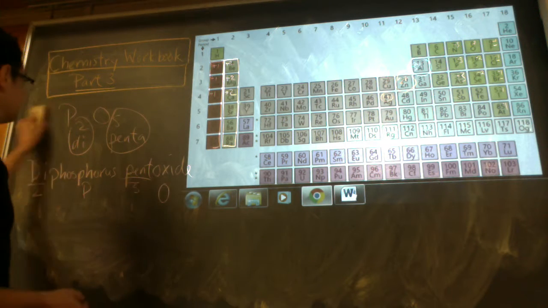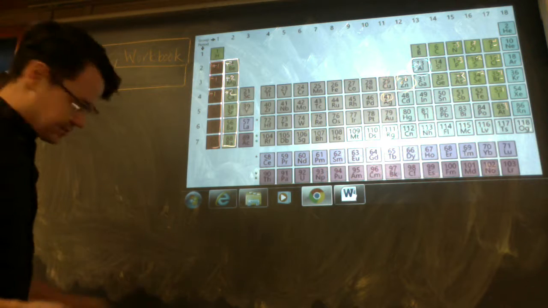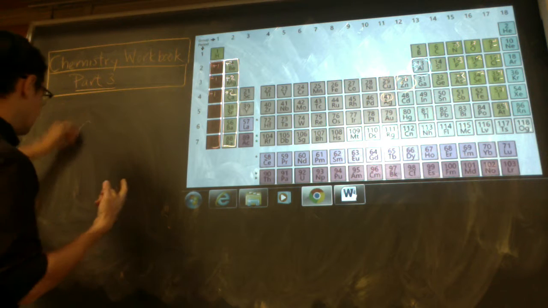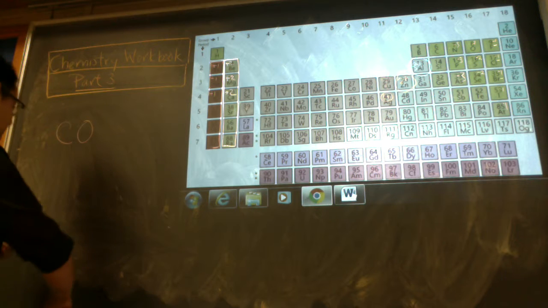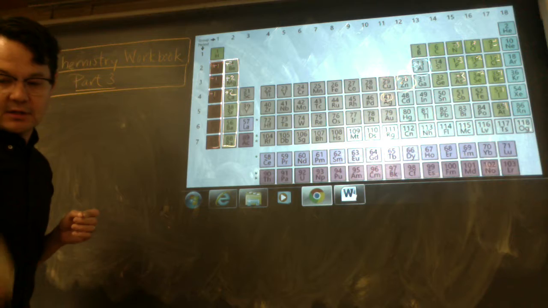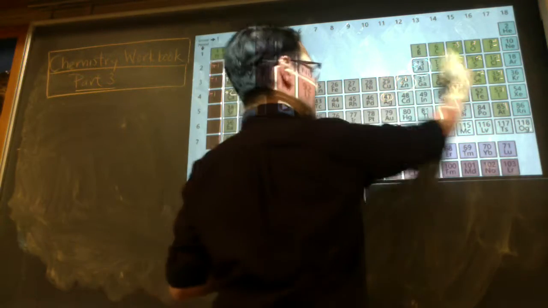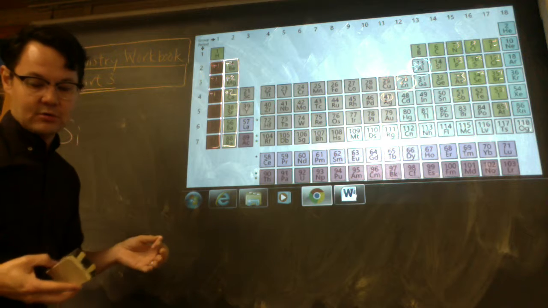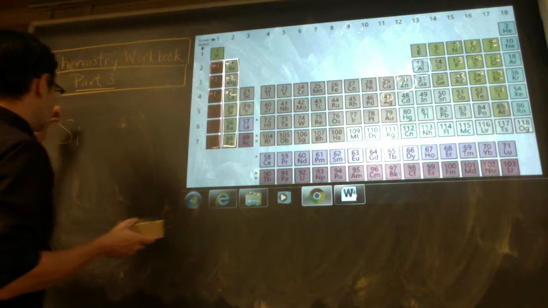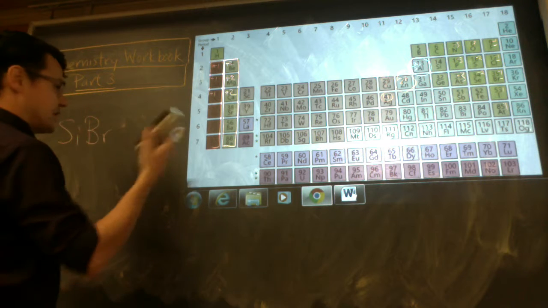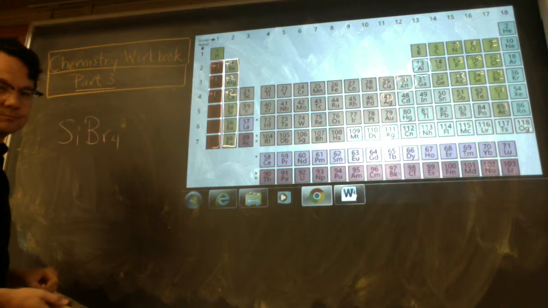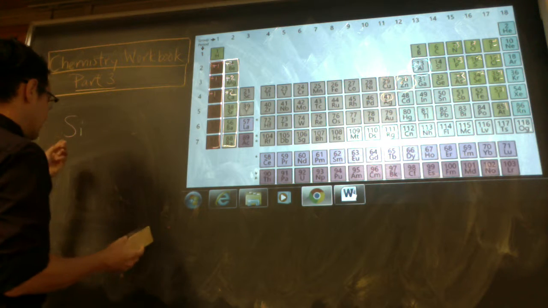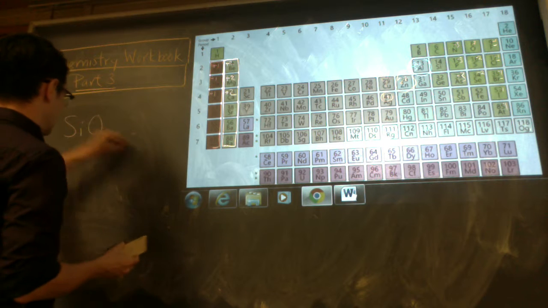So let's jump down to exercise 7, carbon monoxide. So we know that carbon is C, and monoxide means 1 O. And that's it, carbon monoxide. Silicon tetrabromide. Silicon, again, this is close enough to the nonmetals. Silicon, Si. And it doesn't have a prefix in front of it. Tetrabromide. Bromine, tetra is 4. It's SiBr4. Silicon dioxide. Silicon, one of them. Di is 2, oxide is O, SiO2.